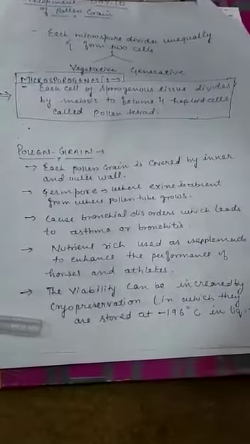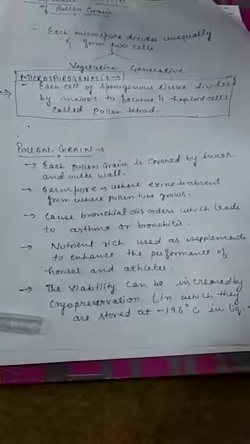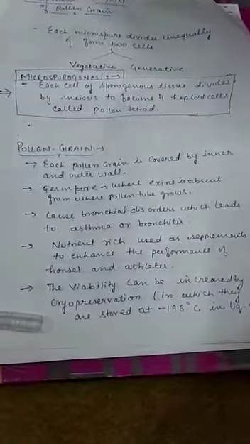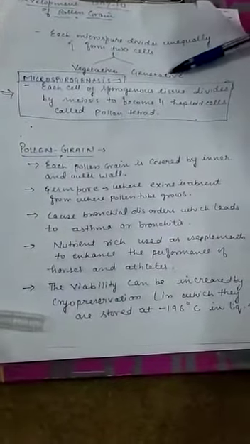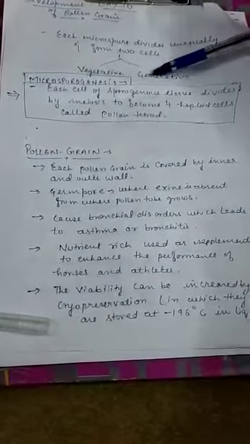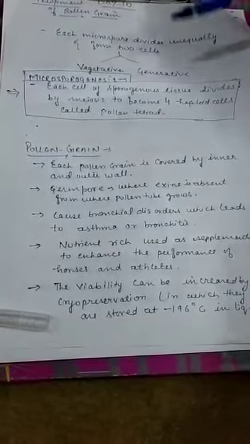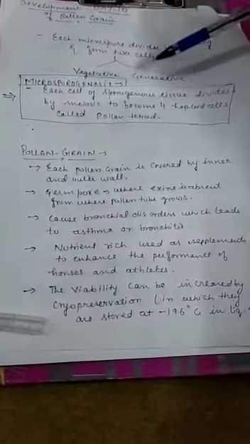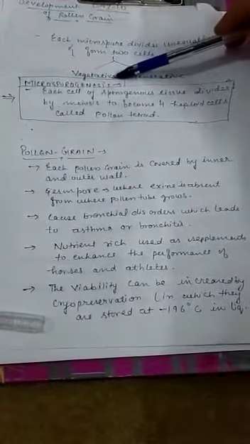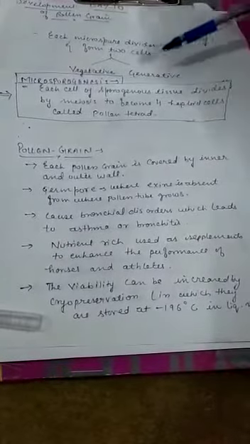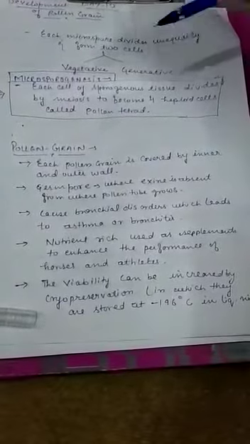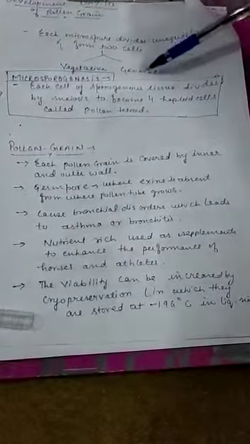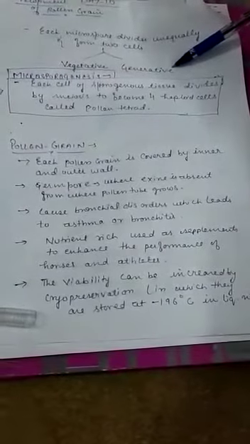Now each microspore divides unequally and forms two cells. One larger one is the vegetative cell and the other, smaller one is the generative cell. This generative cell becomes spindle shaped and floats in the cytoplasm of the vegetative cell. Then this generative cell divides by mitosis and forms two male gametes. It means the two male gametes are produced by this generative cell.